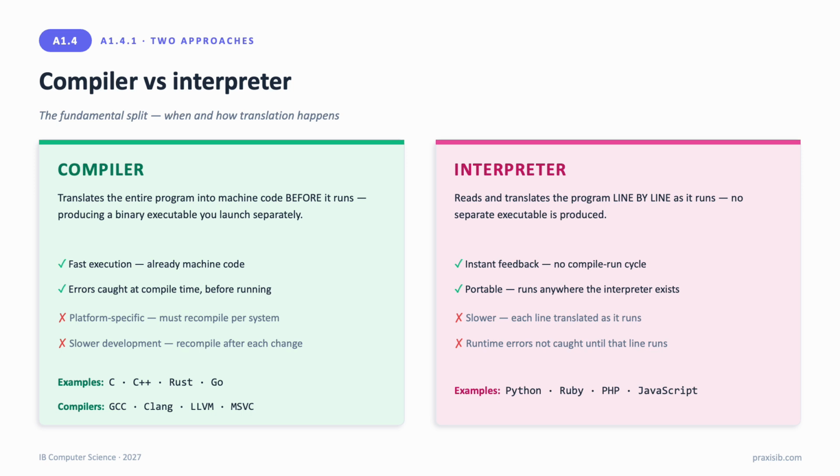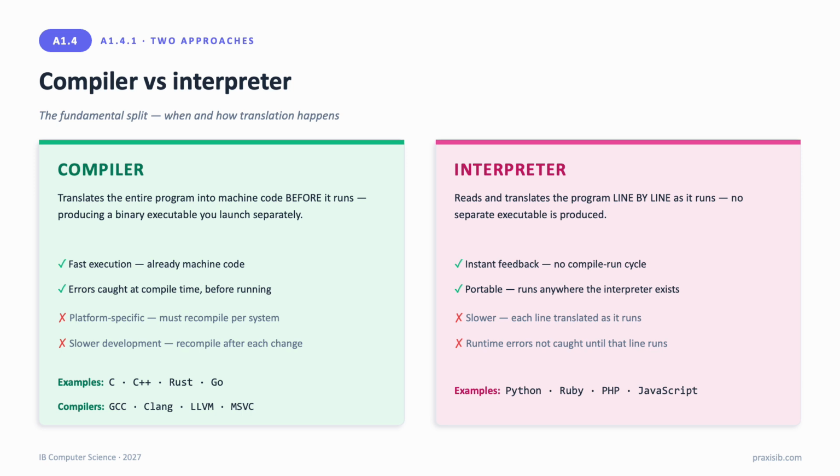Now the downsides. First, the executable is platform specific, so you must recompile it separately for Windows, for Mac, and Linux. Second, the development is slower. This is because you recompile after every change. Compiled languages include C, C++, Rust, and Go. Common compilers include GCC, Clang, LLVM, and Microsoft Visual C++.